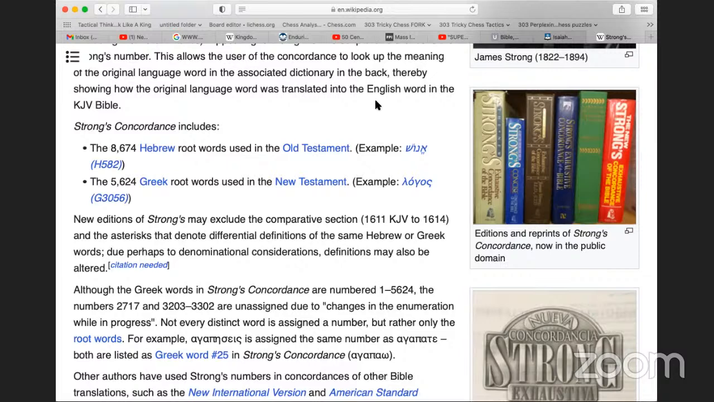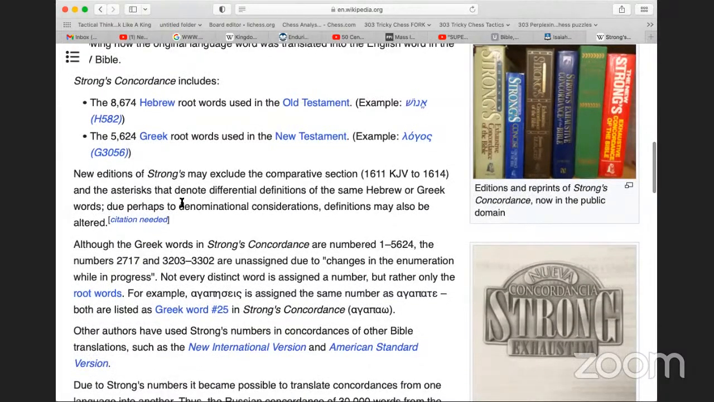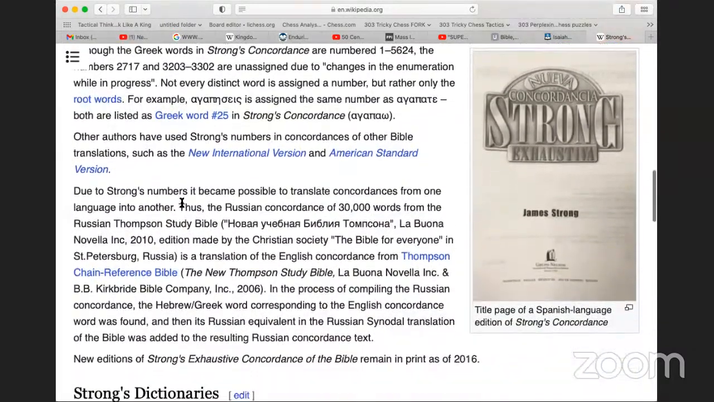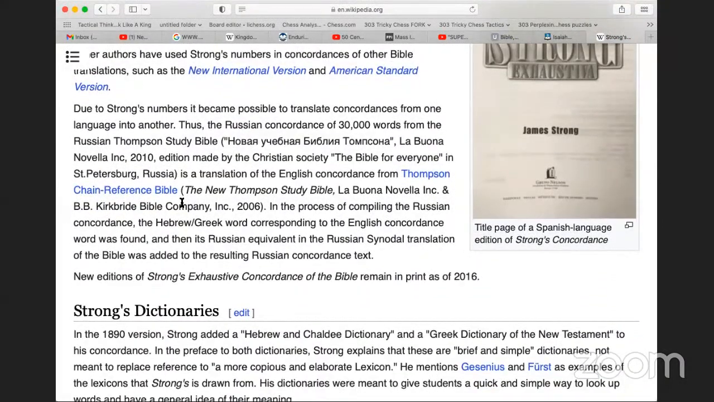Then it says 5,624 Greek root words, key term, root words, used in the New Testament. Example, they got some there for you. So this Hebrew word, okay, I got it. All right. So then the capital G or lowercase g represent Greek, okay? So due to Strong's numbers, it became possible to translate concordances from one language into another.